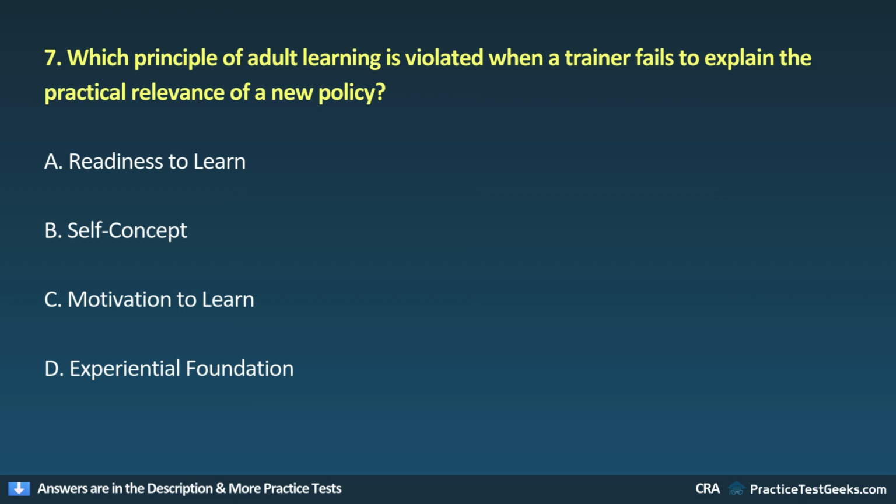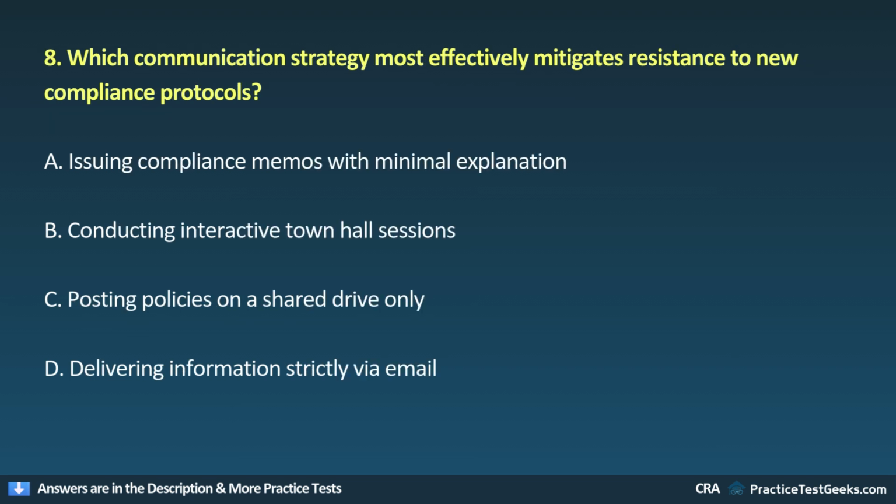7. Which principle of adult learning is violated when a trainer fails to explain the practical relevance of a new policy? A. Readiness to learn. B. Self-concept. C. Motivation to learn. D. Experiential foundation.